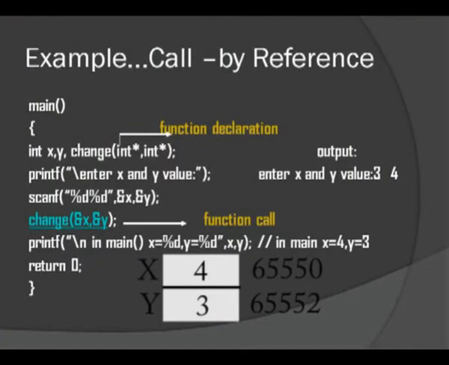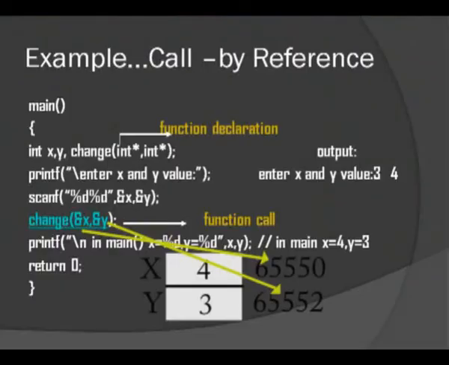So, in this diagram also I am showing how the values have been swapped. 3 has come to where 4 was and 4 has gone to the place where 3 was. How is it possible? That is because the 65550 and 65552, it is only an example of the memory location. Here both of them are integer variables, so they occupy only 2 bytes. So, the first variable is stored at 0 and the second variable is stored at the place 2. So, here I am passing this address only here in the change function. So, change of ampersand x means this address would have been passed. Change of ampersand y means this address would have been passed.